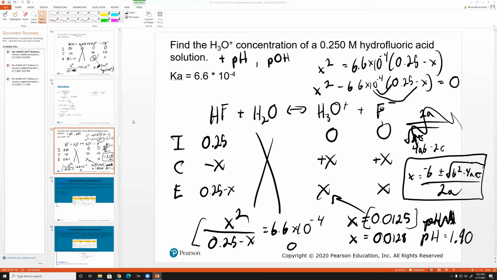Okay, good, Christina. So what Christina said is correct. And then the pOH would be 14 minus the 1.9, which would be 12.1.